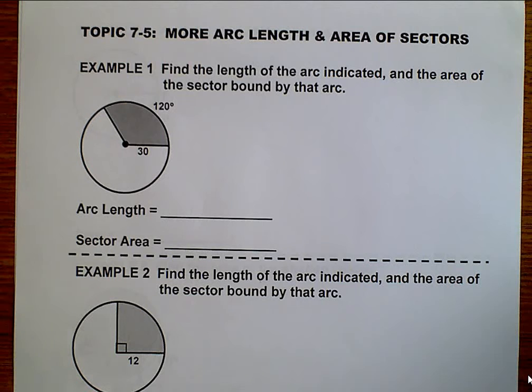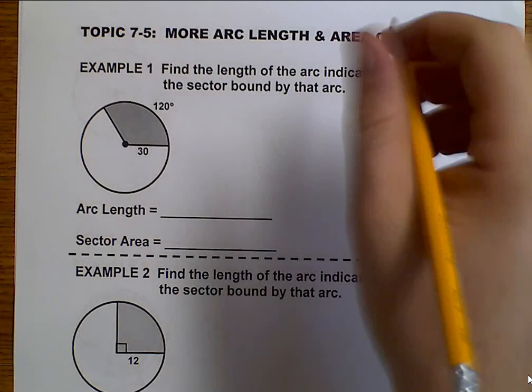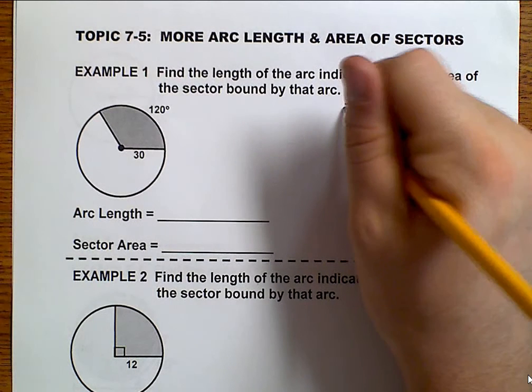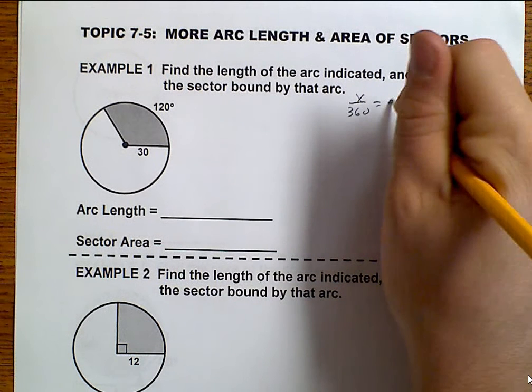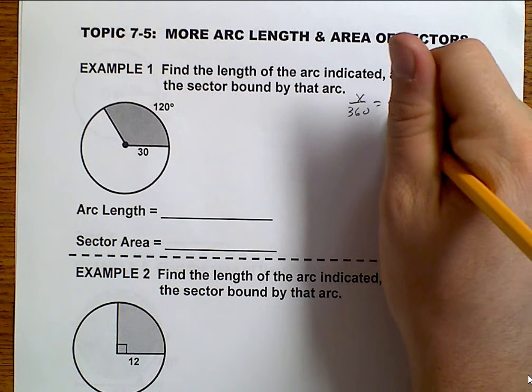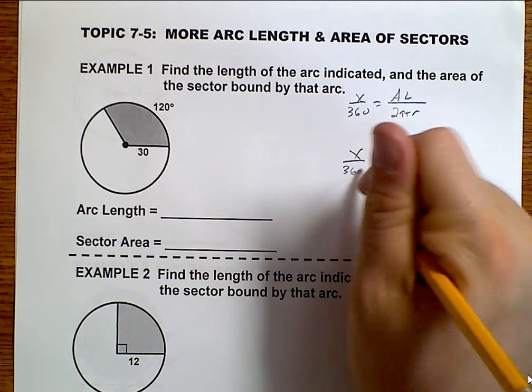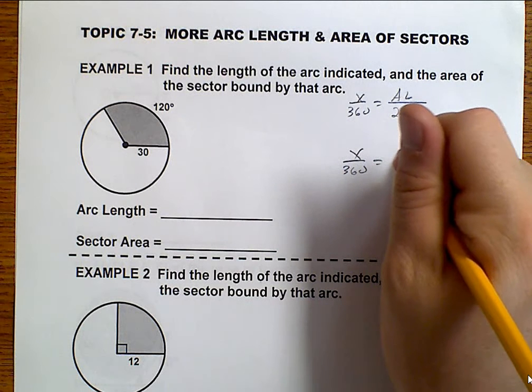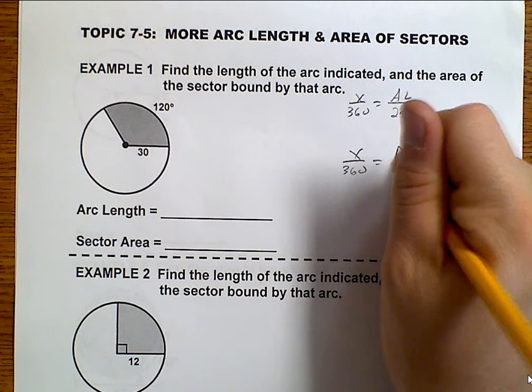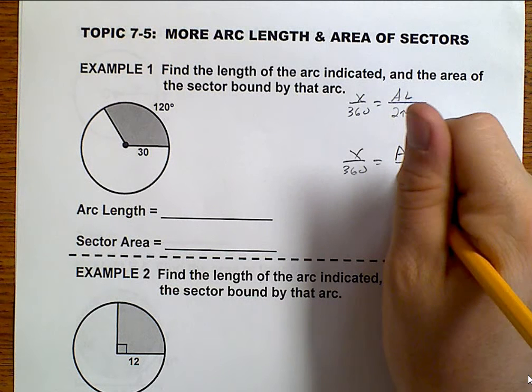Hello, this is Geometry, topic 7-5, more on arc length and area of sectors. So we want to find the length of the arc indicated and the area of the sector bound by that arc. We're just using the same formulas that we were using back in 7-4, which are x over 360 equals the arc length over 2 pi r, and x over 360 equals the area of the sector over pi r squared.